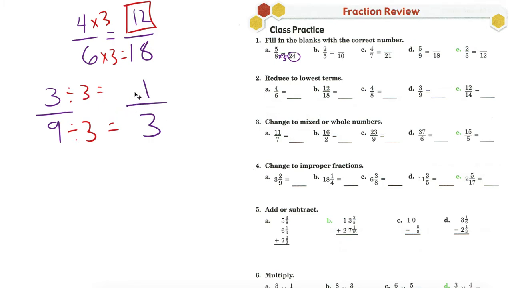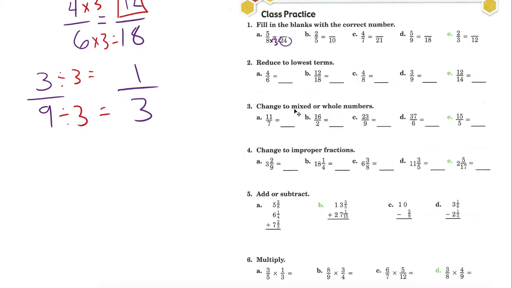So after I'm done dividing that, I ask myself, is there a number that I can divide 1 and 3 by? No, right? I can divide by 1, of course, but that just gives me the same thing. So yeah, that's the lowest terms. Can't go any lower than 1/3.